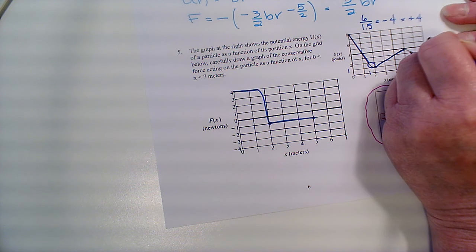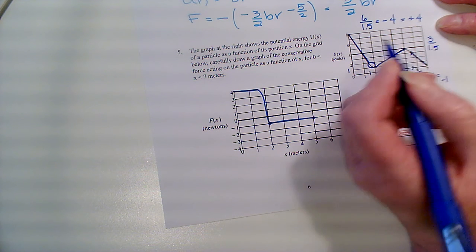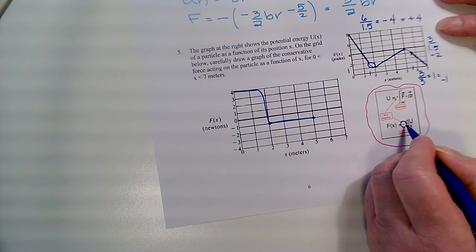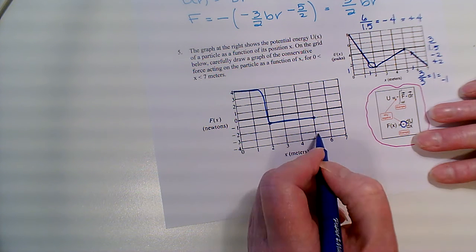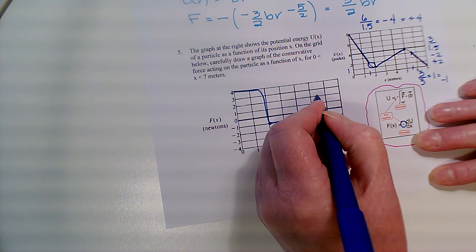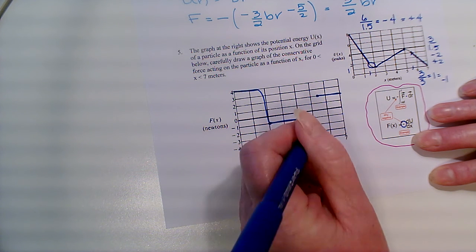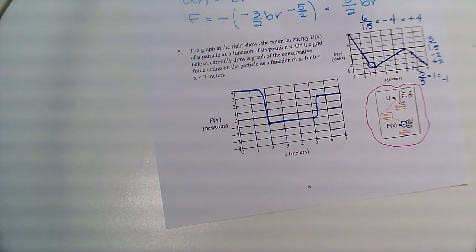So I have a rise of 3 and a run of 1.5. So that looks like the slope of this is -2. But because of this little negative sign, it's going to become a +2. So from 5.5 to 7, it's going to be a +2, and then I can just kind of hook those together like that.